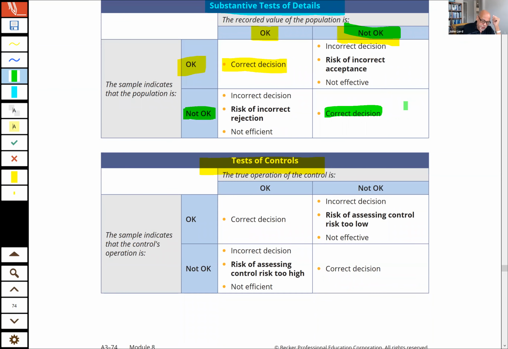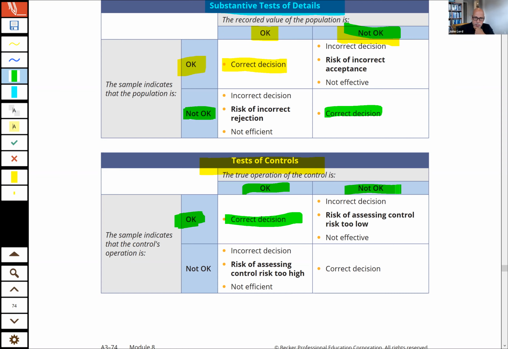For our test of controls, if the sample indicates that the population is okay and it really is okay, that's a correct decision. If the sample indicates that the population is okay and it's not okay, in other words, the control was not having operating effectiveness and was not applied consistently enough for us to have supported a lower assessed level of control risk below the maximum, then we have suffered the risk of assessing control risk too low. There's a danger that our audit is not going to be effective because we didn't alter the timing, extent, and nature of our substantive procedures sufficiently for an assessment of control risk that was not appropriate. Why was it not appropriate? Because the sample indicated that the control had operating effectiveness, that the population was okay, when in fact it was not okay.